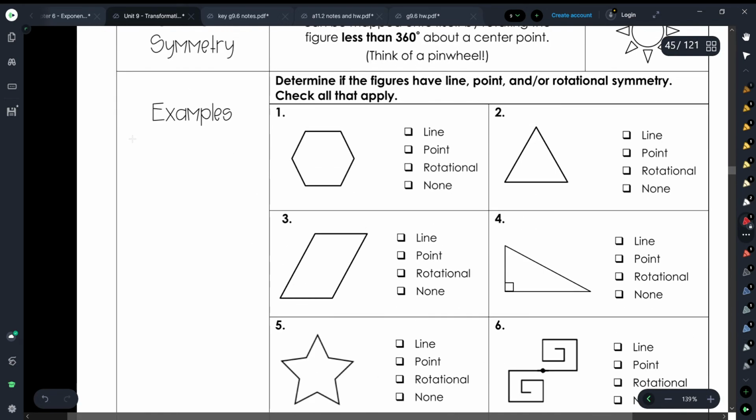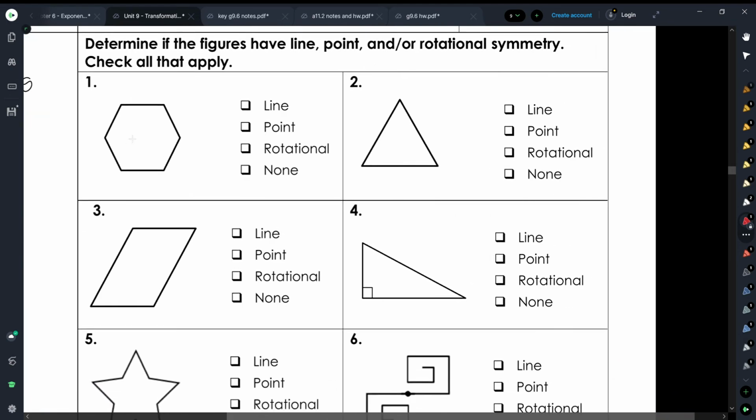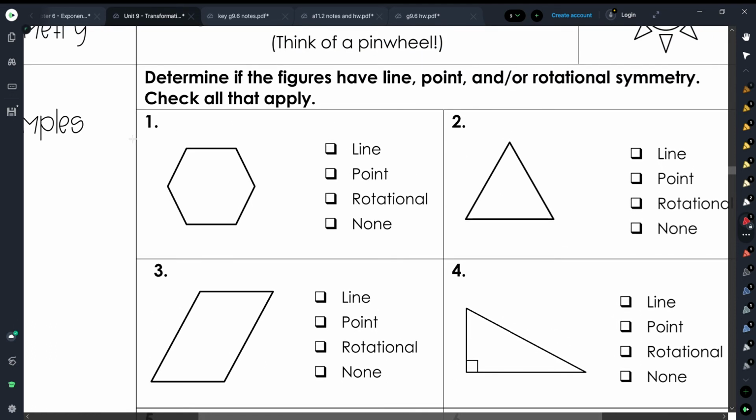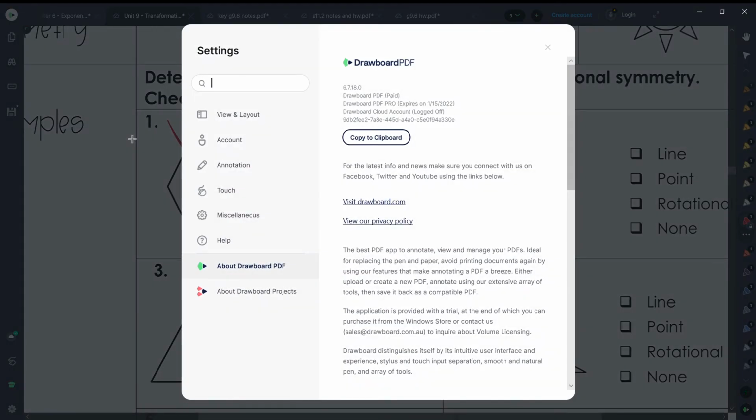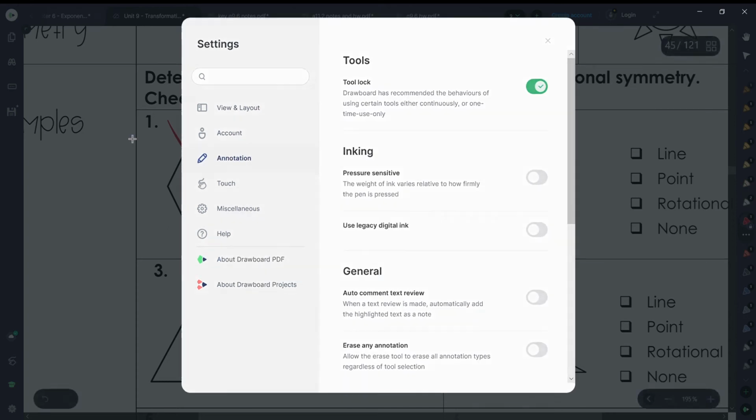All right. It says determine if the figures have line, point, and or rotational symmetry. Check all that apply. We should go through these pretty quickly. First off, it definitely has line symmetry. There's a bunch of different lines we can draw that are symmetric, so you just need to find one. You don't need to tell me how many it has.